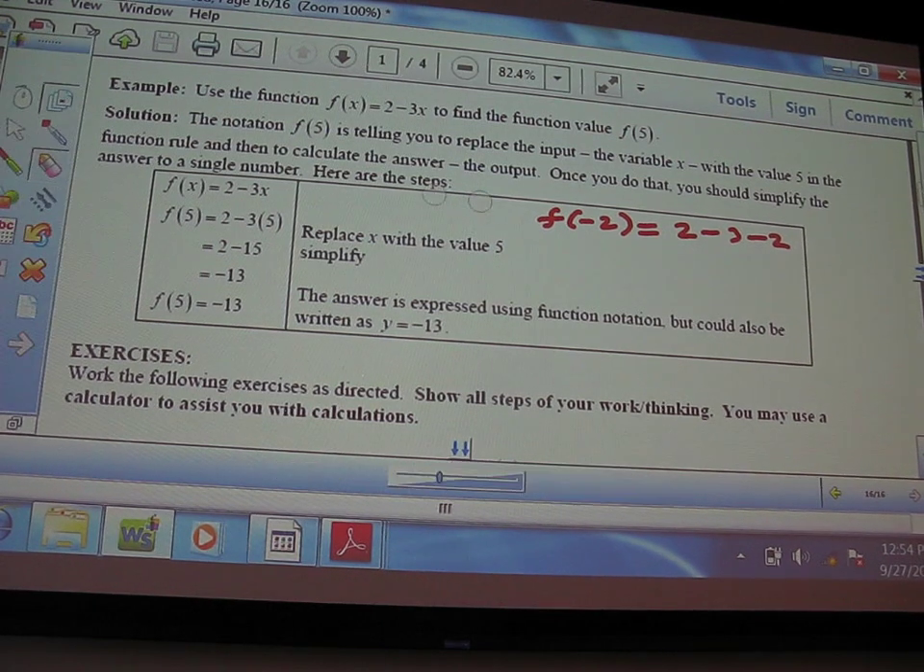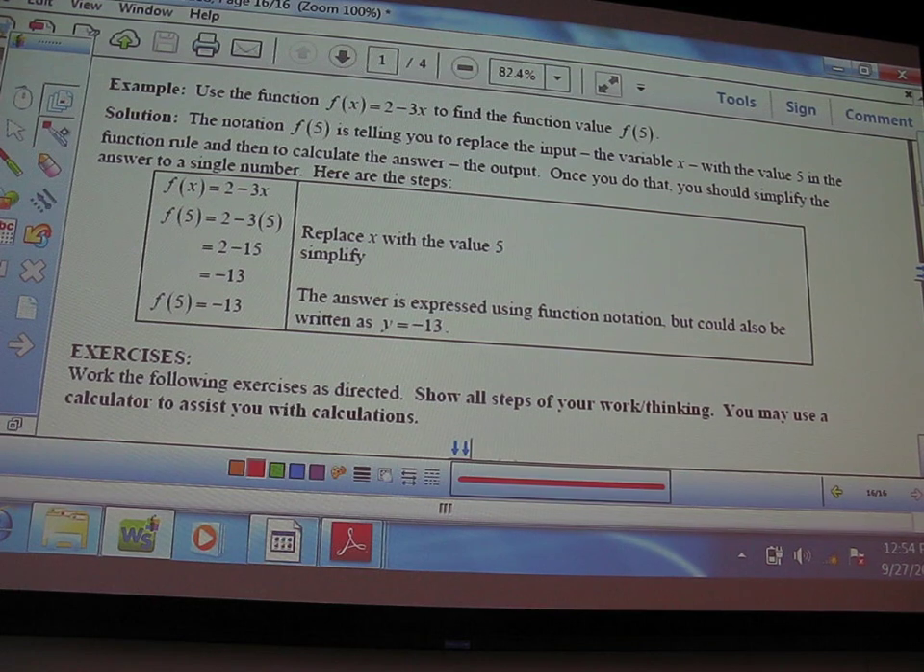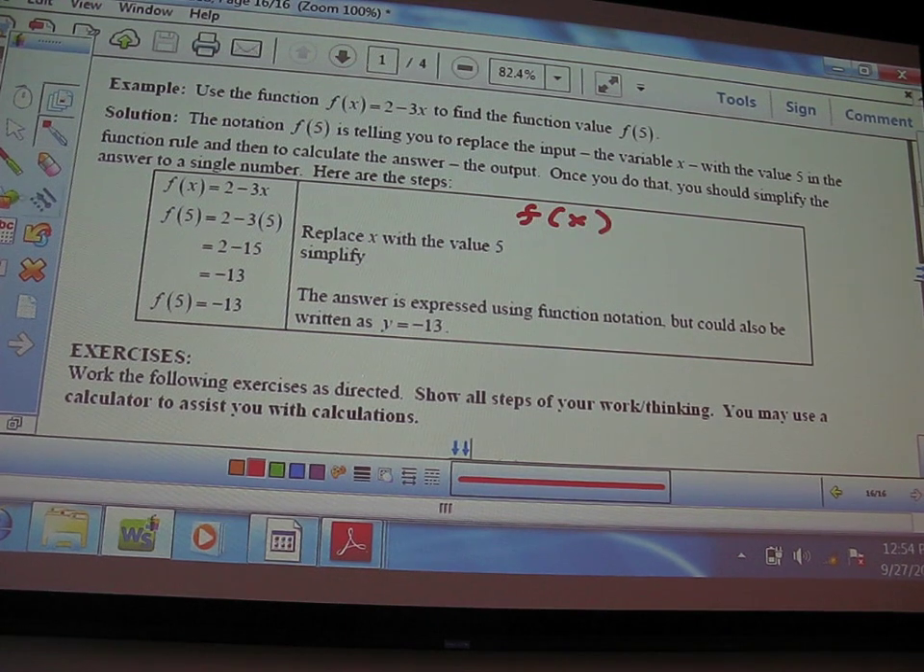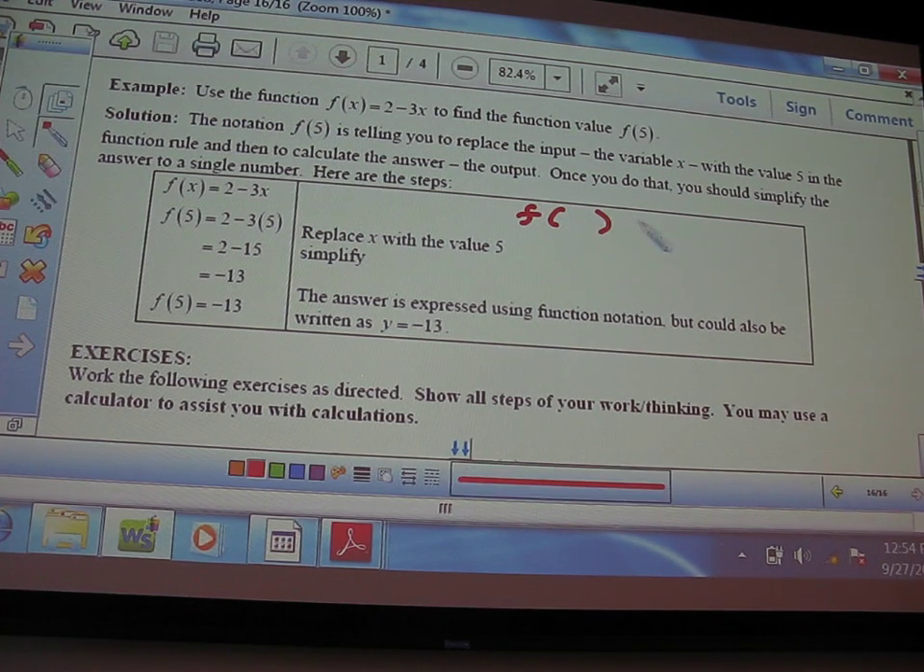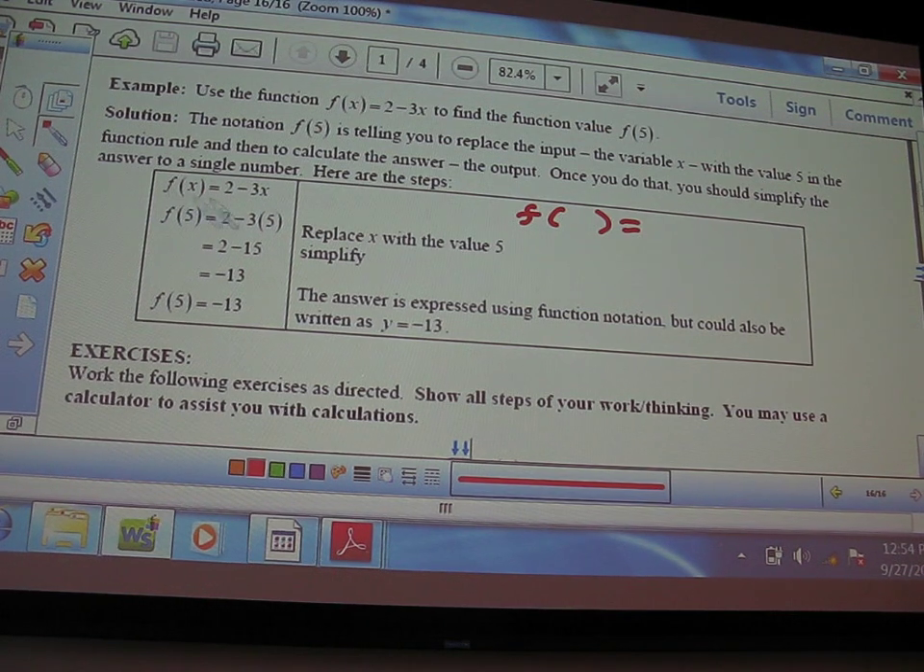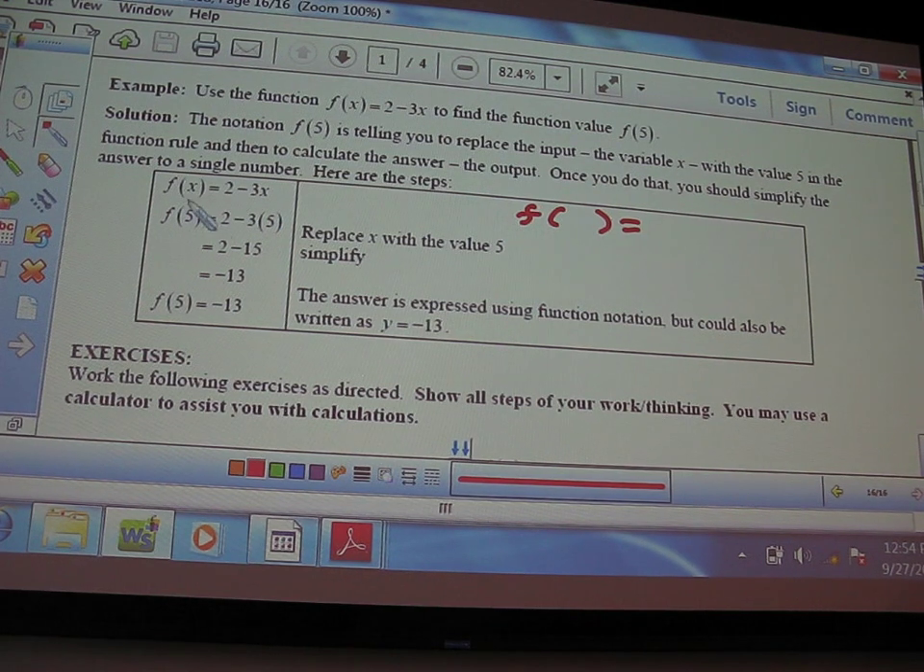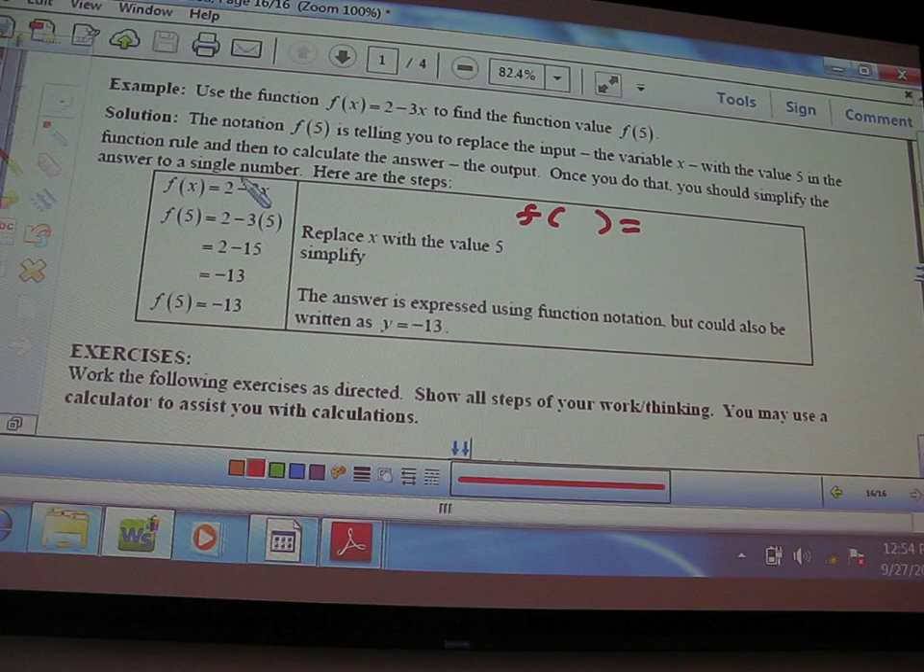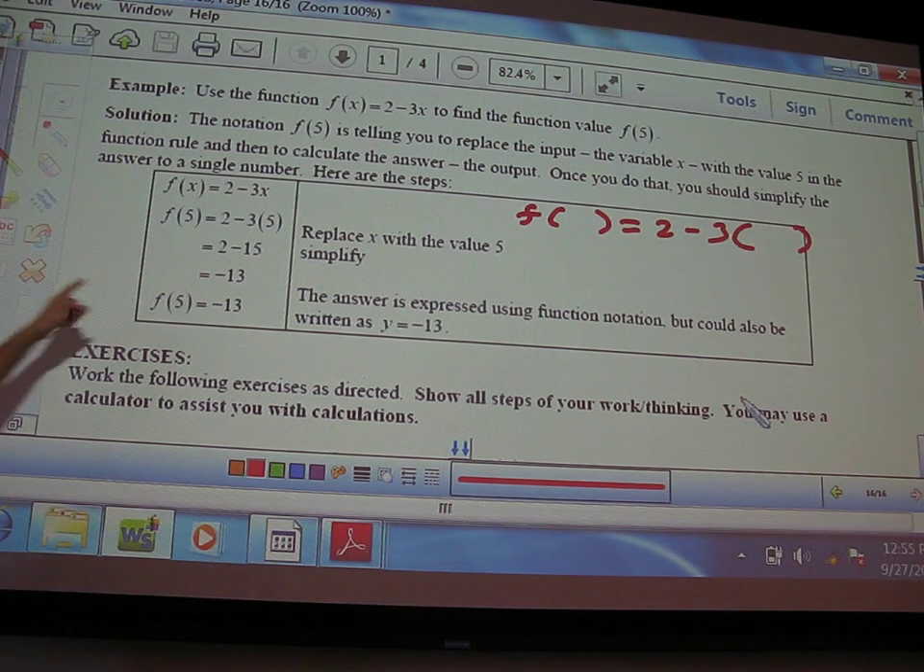So I suggest, whenever you write this, here's my rule. Write the function down just like it is, f of blank equals, and everywhere you see an x, leave a blank. So I'm just going to rewrite this, and everywhere I see an x, I leave a big blank parentheses. So here, f of x, I see an x, I leave a big giant blank parentheses, equals 2 minus 3, I see another x, giant parentheses, just like that.